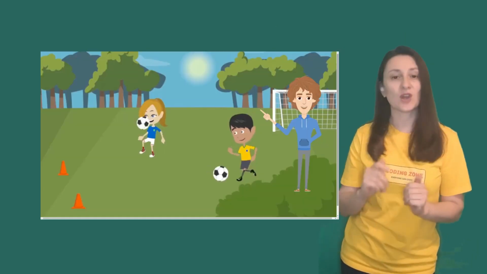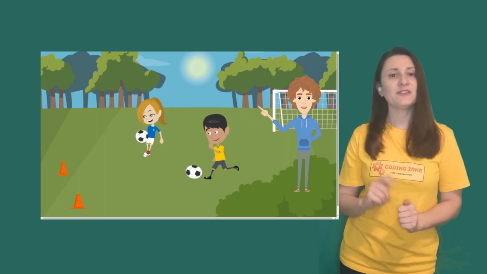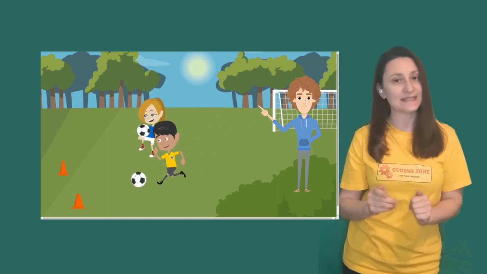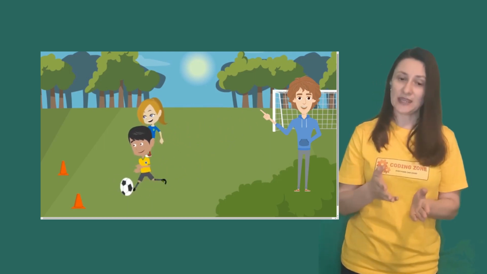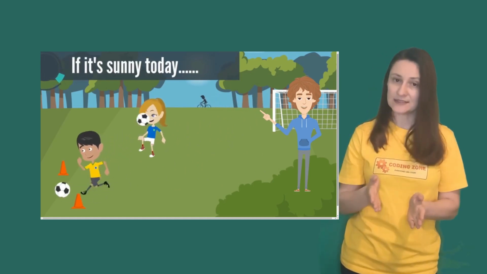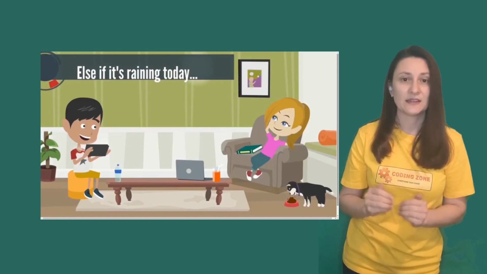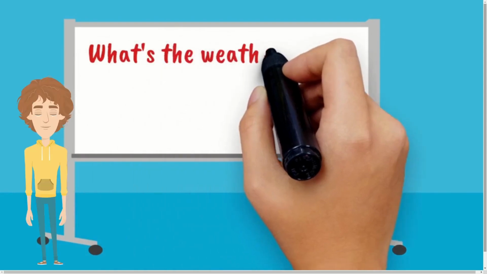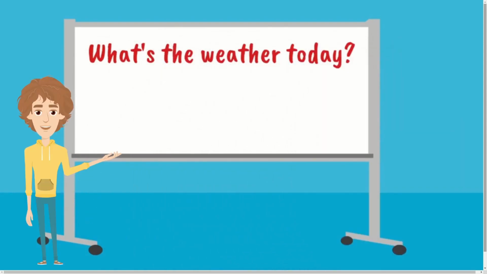Suppose you have a soccer practice today, but if it's raining, the practice will be cancelled. So you can make a statement saying, if it's sunny today, I will have a soccer practice. Else, if it's rainy today, the practice would be cancelled and I will stay home. So we are checking a condition of the weather, and based on the answer, we will do one of two things: either go to the practice or stay home.